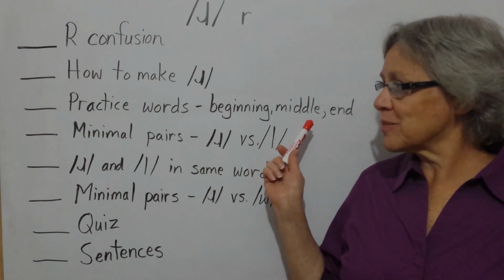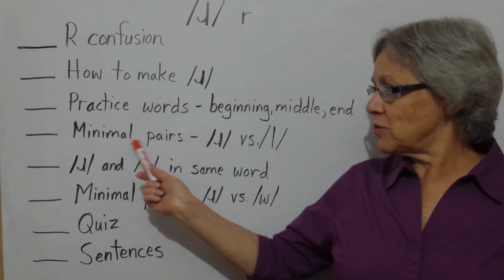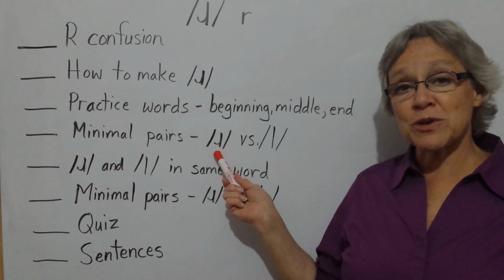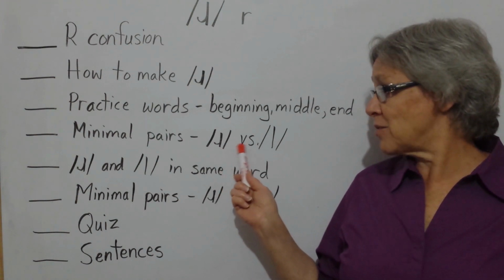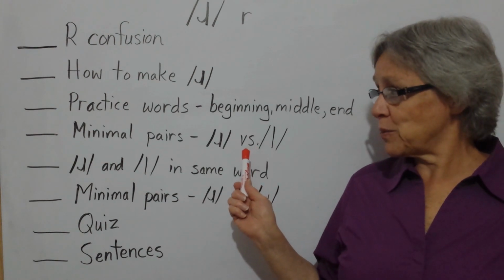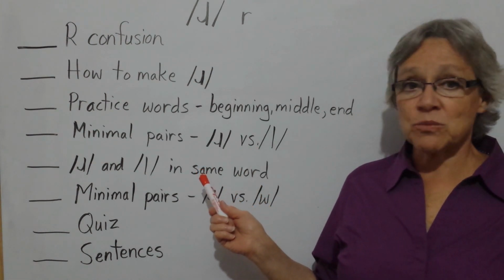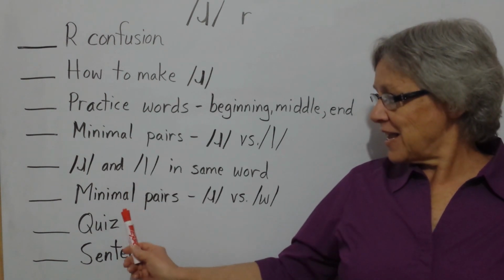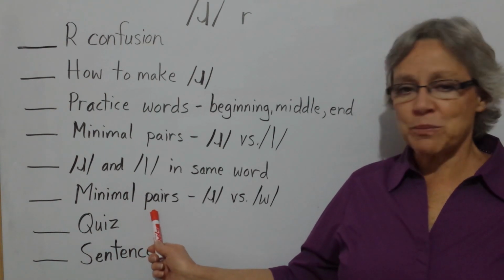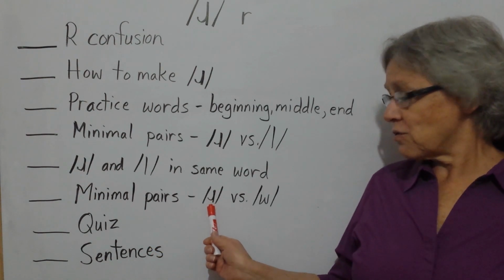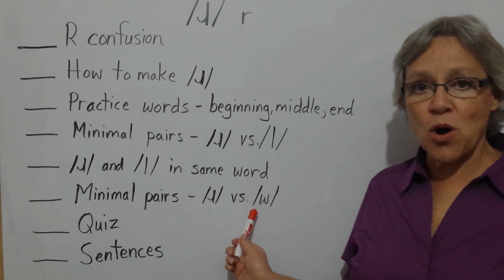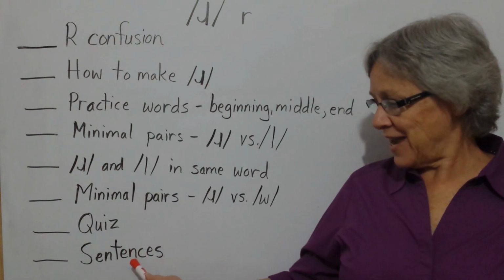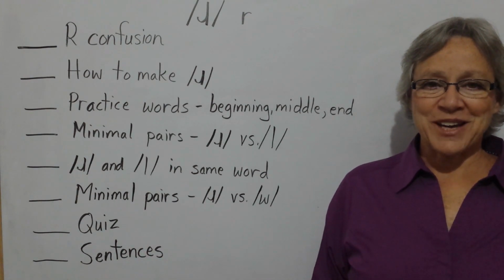end of the word. I will give you some minimal pairs, words, contrasting words with the R sound and the O sound. I will also give you some words where the two sounds occur in the same word. And I will give you some minimal pairs with R and W, the W sound. I will give you a short quiz, and I will give you some sentences, okay?